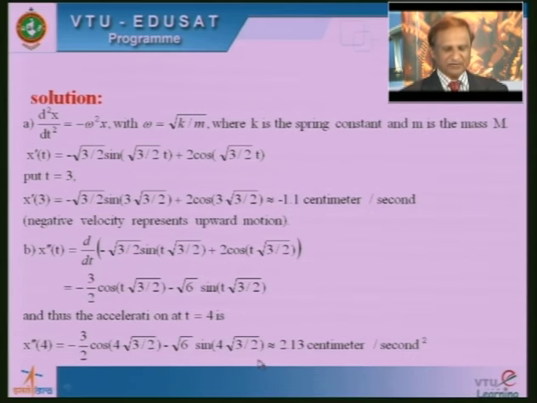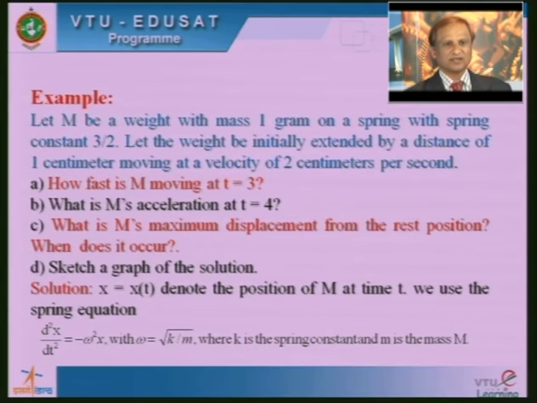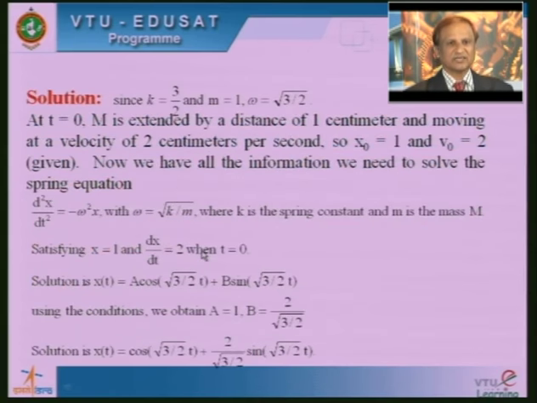Now, as usual you can simplify. I hope you will get 2.13 centimeter per second square. So, like that we have obtained an acceleration when t is equal to 4. Along with this, they have also asked us to calculate m's maximum displacement from the rest position and when it does occur.